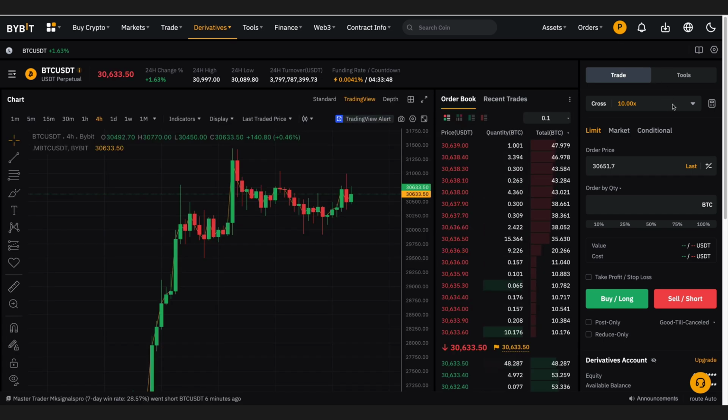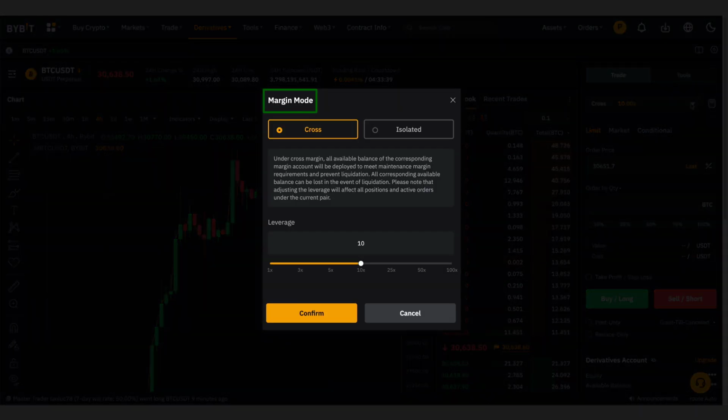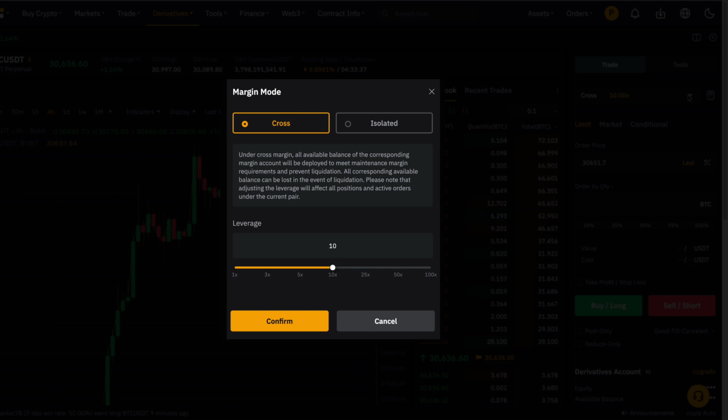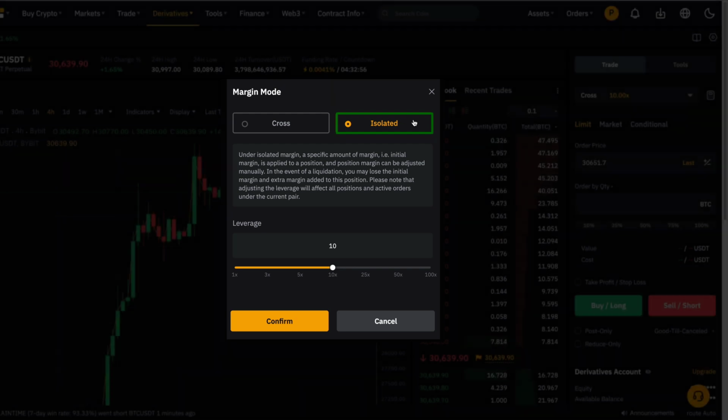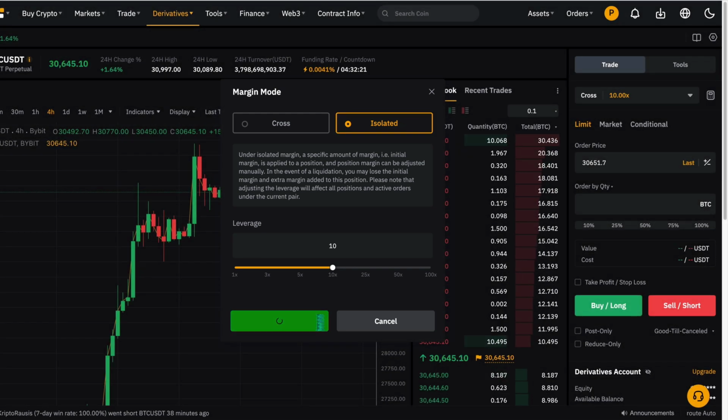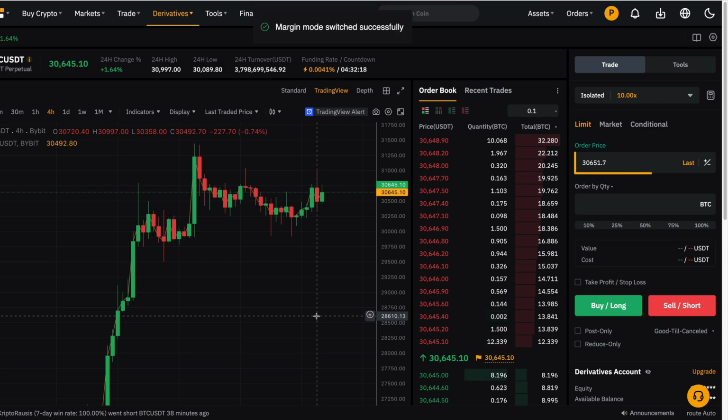The first thing we do is to set the margin mode to isolated. By doing this, only the amount that we specify is used to trade. If we choose the cross mode, we are putting the entire account balance at risk. We never use the cross mode for our signals. So we choose the isolated mode. For now, we do not have anything to do with leverage. Then we confirm.